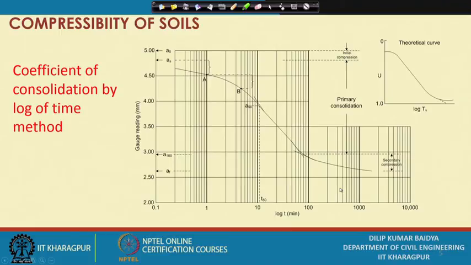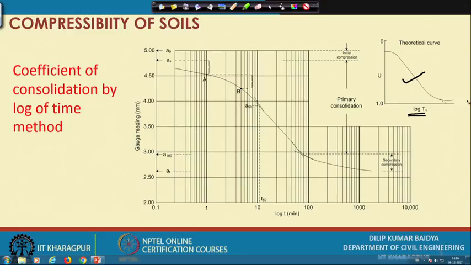This is the plot; two plots are shown here. This is the theoretical plot, u versus log Tv. Tv is nothing but the time factor. Sometimes we use the subscript v, sometimes we do not. Since it is vertical compression you are talking about, Tv is used. This plot is parabolic and then goes this side, and this is the plot when it is time versus consolidation or time versus dial gauge reading.